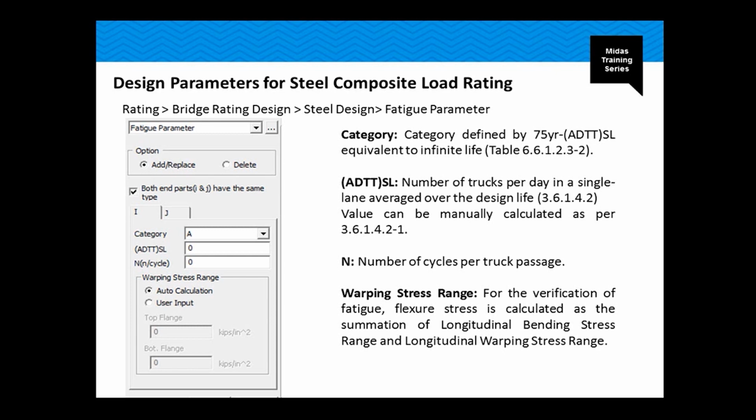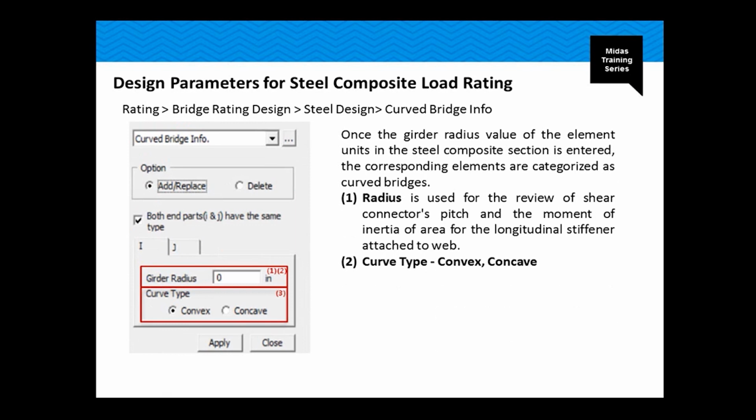Flexure stress is calculated as the summation of longitudinal bending stress and longitudinal warping stress range. You can auto calculate that, or you can manually input it for the top and bottom flange. It's up to you. So as you can see, the program gives you a lot of flexibility when defining the different parameters of the bridge load rating.